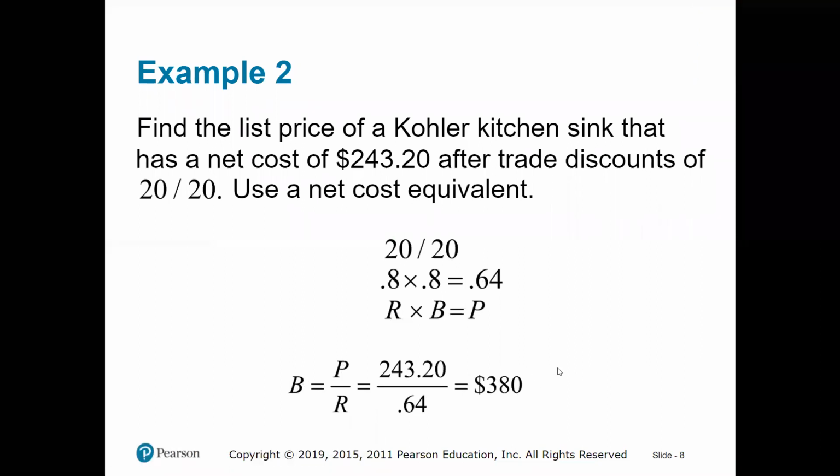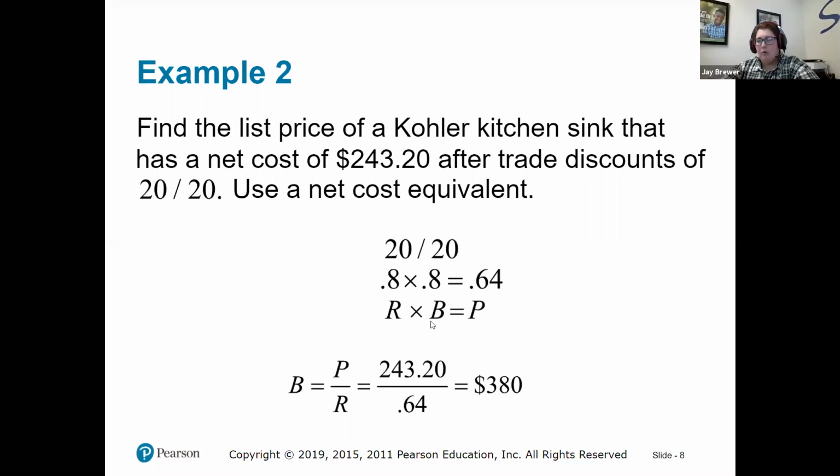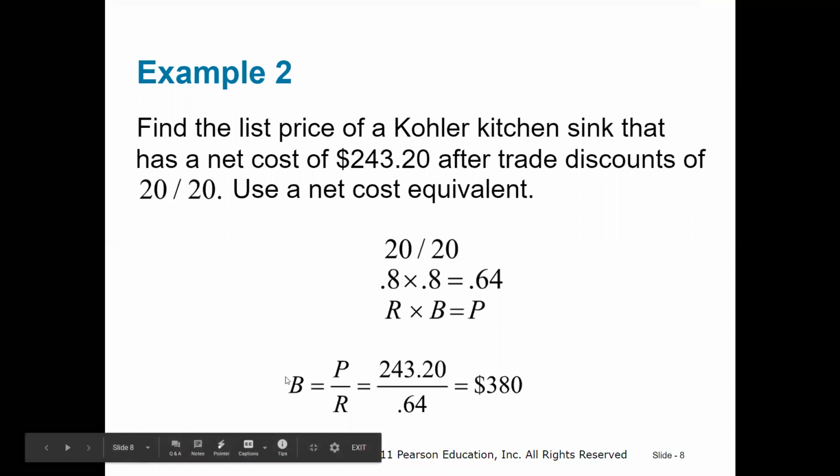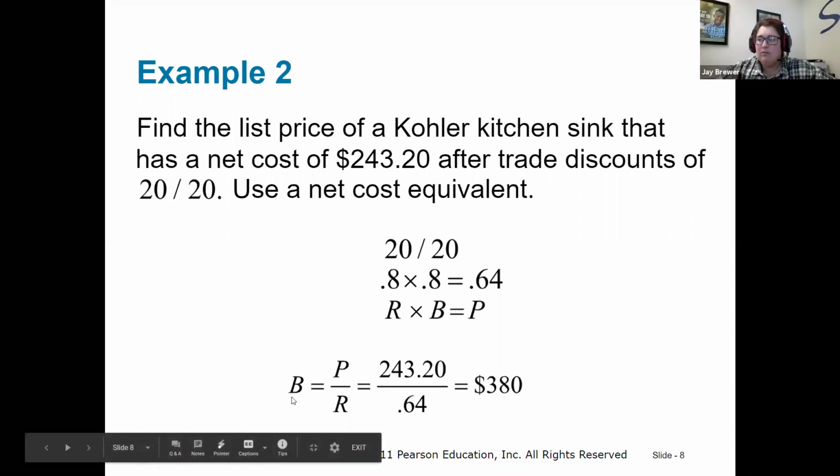I have a quick question. Say it was like 20 slash 10. How would you know which one's the rate and which one's the base? According to this, you're going to use the first one as the rate, and the second one would be the base. But I think the major issue is that you don't know the base. Like you don't know the true cost of the base yet.